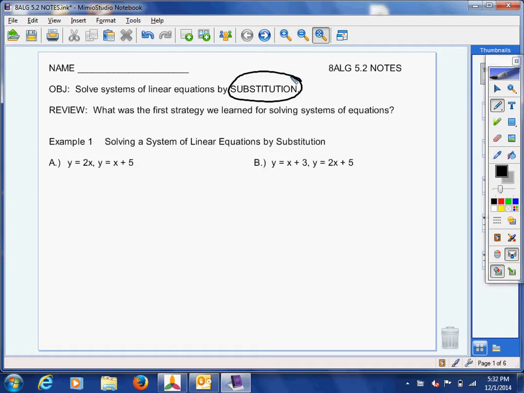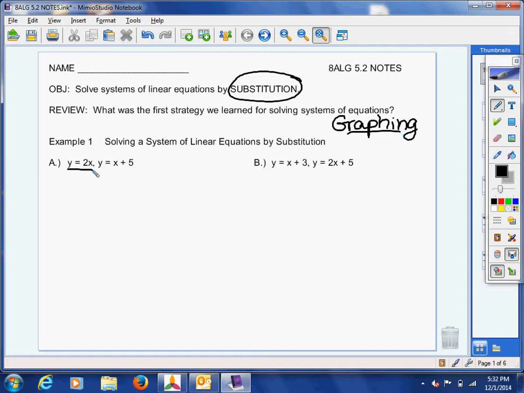So again, to review one more time, what was the first strategy we learned for solving systems of equations? We graphed. You're exactly right. We did graphing. Not my favorite. Maybe some of you like it, but I certainly don't. It's not my favorite. All right, so let's look at example 1. We're solving a system of linear equations by substitution. And we've got several examples I want to show you.